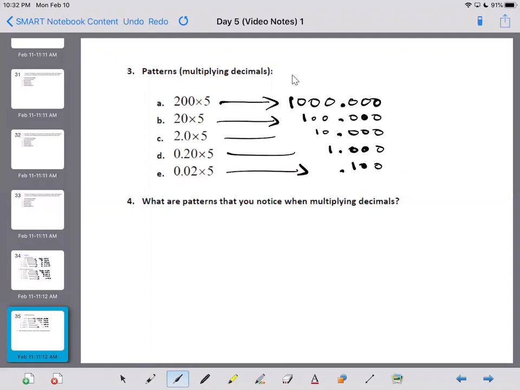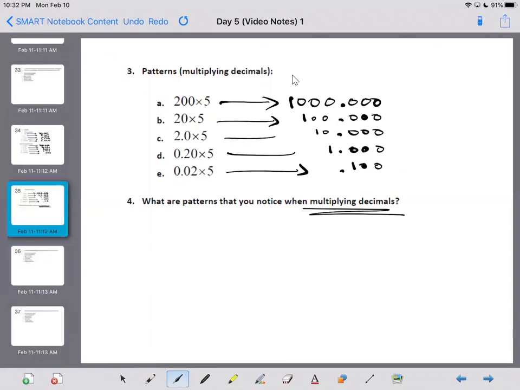So what patterns are you noticing when multiplying by decimals? It is just to notice that your results are getting smaller. And so every time we multiply a whole number by a decimal, we know that we're going to get a smaller amount.